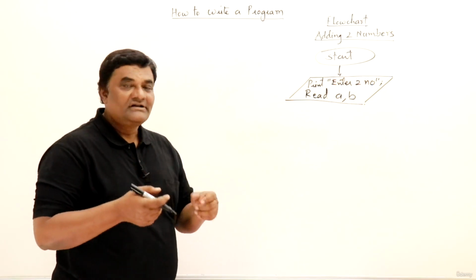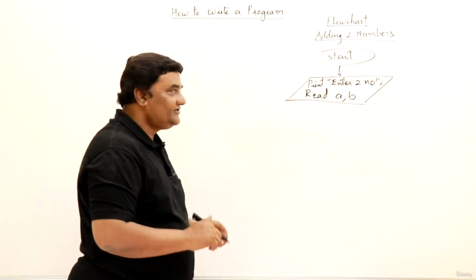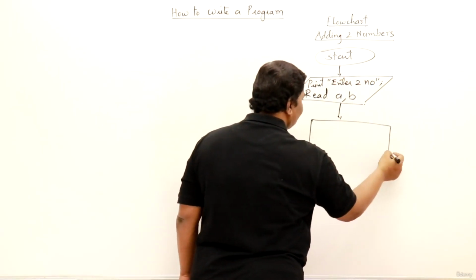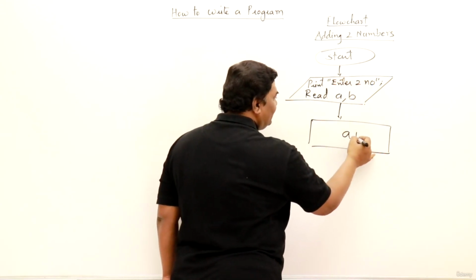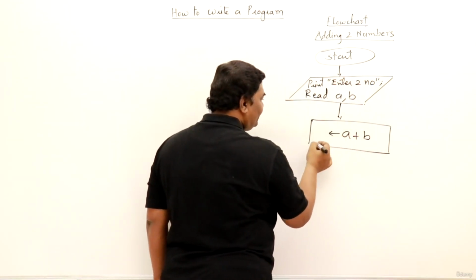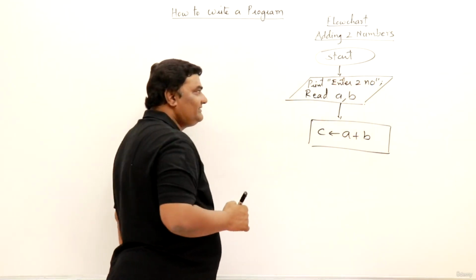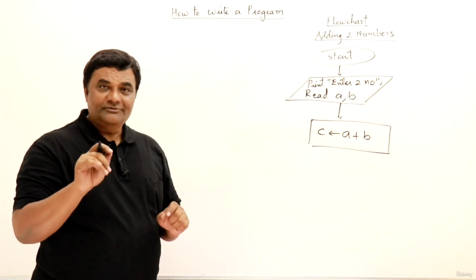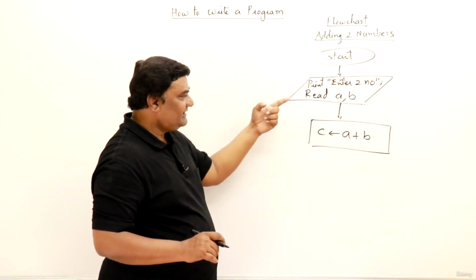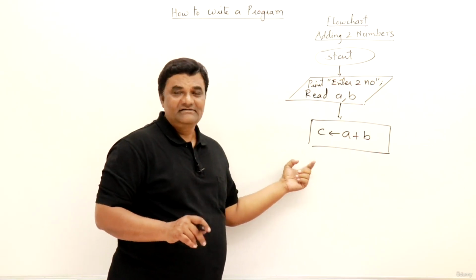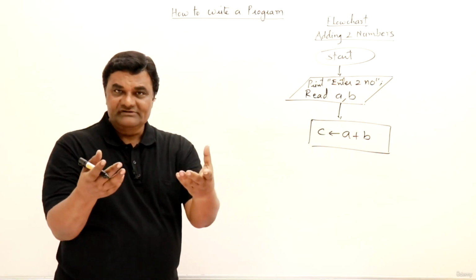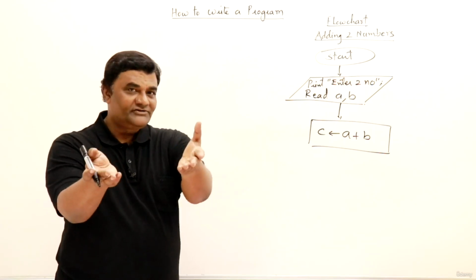So I can process. So for process, a rectangle is used. So the next step is a process, so a rectangle is used. So I should add A and B, and the result I should store in some other variable. Now it is in C. Result is in C. So it means for any program, for taking input, you have to write this, and for process, you have to write like this. Then, now I have the result ready. I should give a result to you. Say that sum of two numbers is so and so.